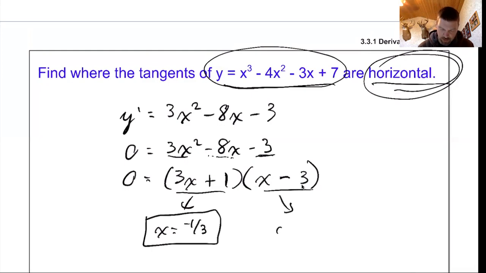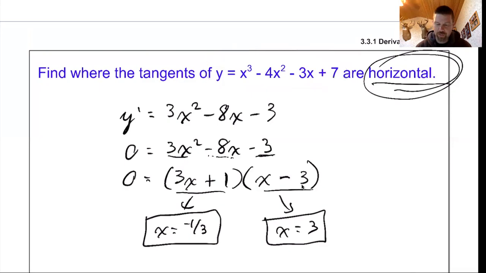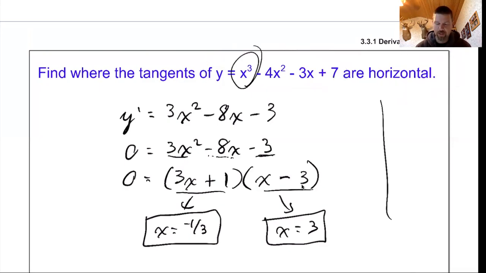If this one was 0, x would be 3. Those are the two locations where you're going to have a horizontal tangent, at negative 1/3 and at 3. It shouldn't surprise us too much that it has two horizontal tangents because this is an x cubed function, right? X cubed functions typically look something like that.